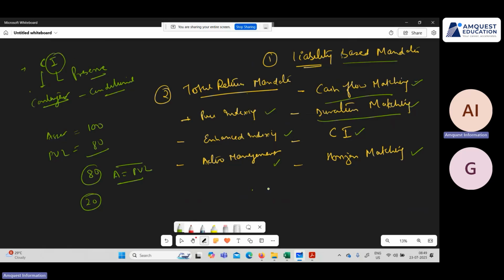So why am I calling it contingent? First of all, if my asset is equal to the present value of liabilities, or if the asset is less than the present value of liabilities, there is no concept of contingent immunization. No concept. The reason is you can't play around. All you need to do is preserve the asset in such a way that it meets the liabilities. But in situations where your asset is more than the present value of liabilities, in those scenarios, you can play around with this 20 so that you can earn some extra money.